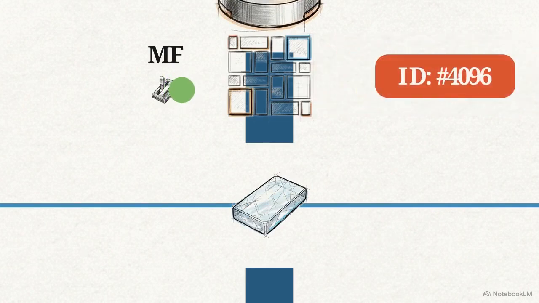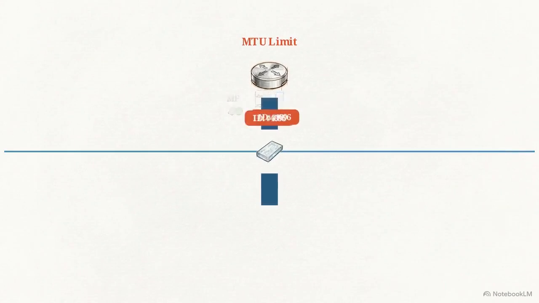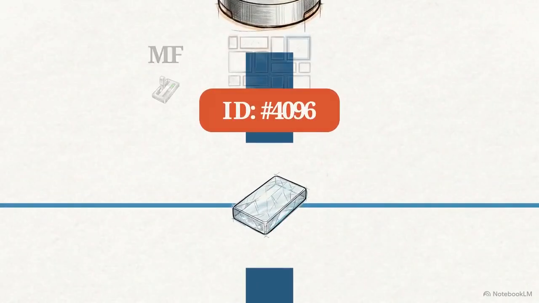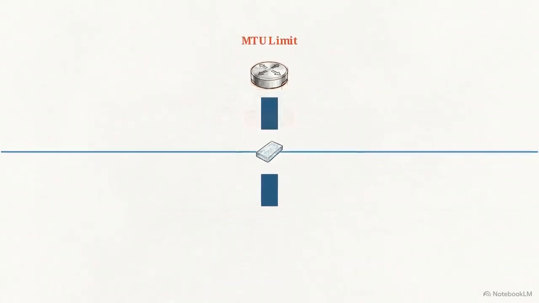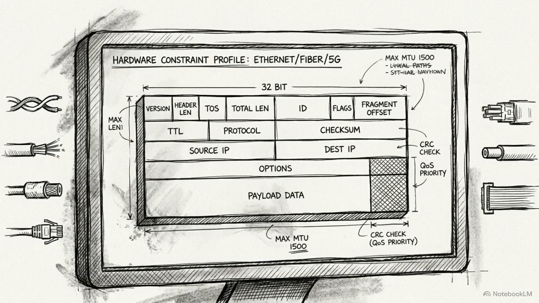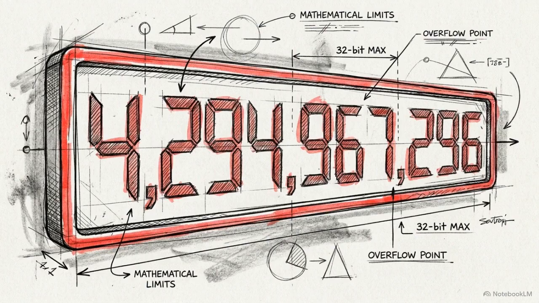Each fragment carries an identical identification number and a fragment offset field, specifying its exact position, providing the destination host a precise blueprint for reassembly. The strict formatting of these header fields allows datagrams to dynamically adapt to hardware constraints and survive transit across diverse network environments.